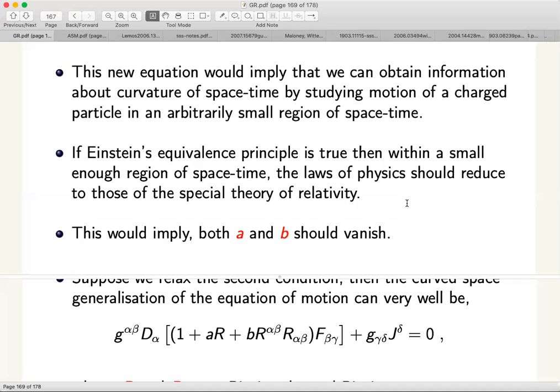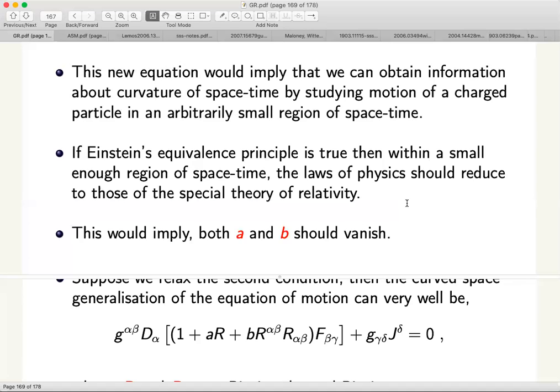So therefore, the moving frames of Earth and Jupiter are not inertial with respect to each other. Okay, is that fine? But in a small local region, if you take a sufficiently small region, then two co-moving frames would be inertial frames with respect to each other.